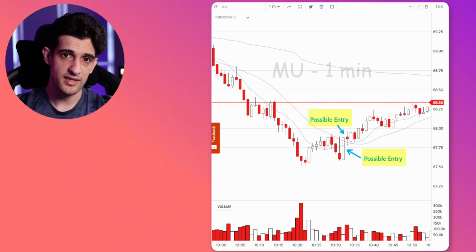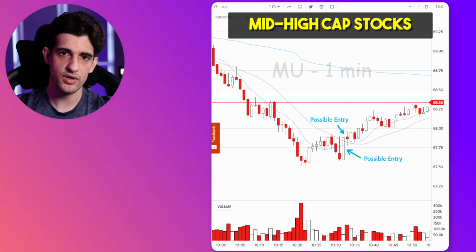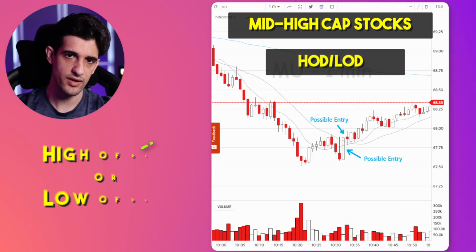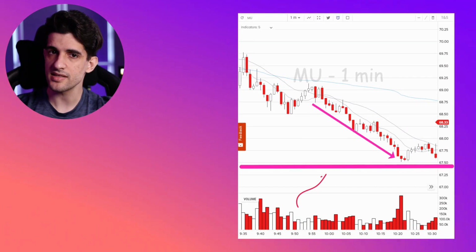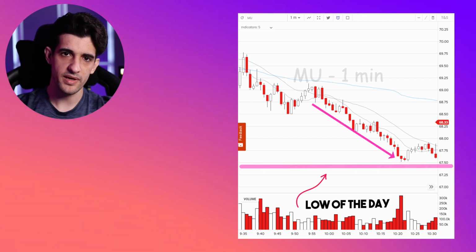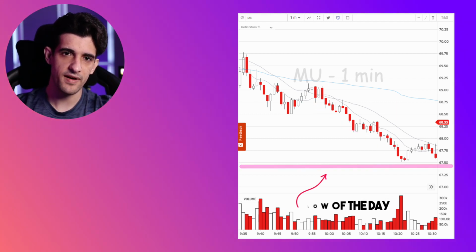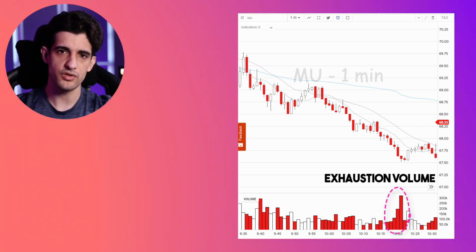First of all, you need to understand that this strategy works the best on mid-cap stocks or high-cap stocks that are trading around the high of the day or at the low of the day with an increasing volume intraday. And as you can see here, MU is clearly sitting somewhere around the low of the day. Another signal which is really important when you are playing this Mountain Pass is to see a final dump with an increasing volume at the low of the day. This is what we call the exhaustion volume.